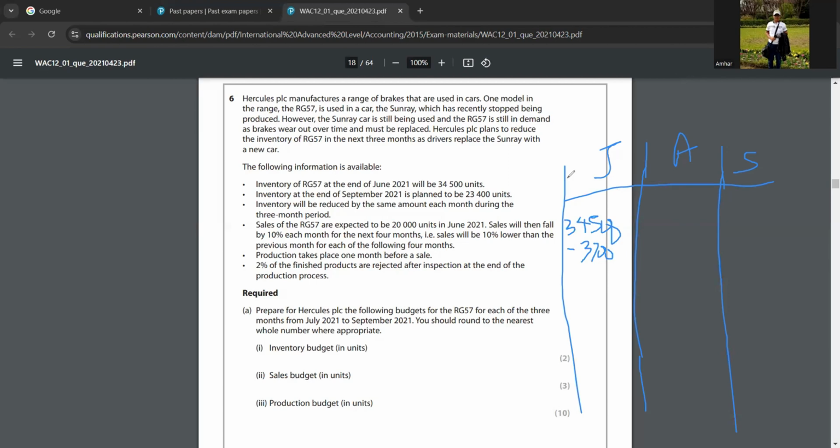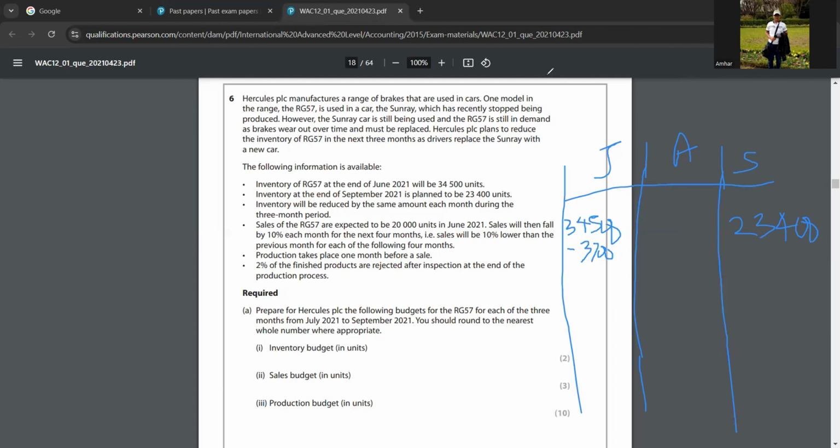Because they are saying inventory at the end of September 21 is planned to be 23,400. So just 23,400, you can put it in September. But then if you want to check, you can check. By August figure, if you minus 3,700, you will get this value only. Did you understand that part? Yeah, I understood that. Okay.